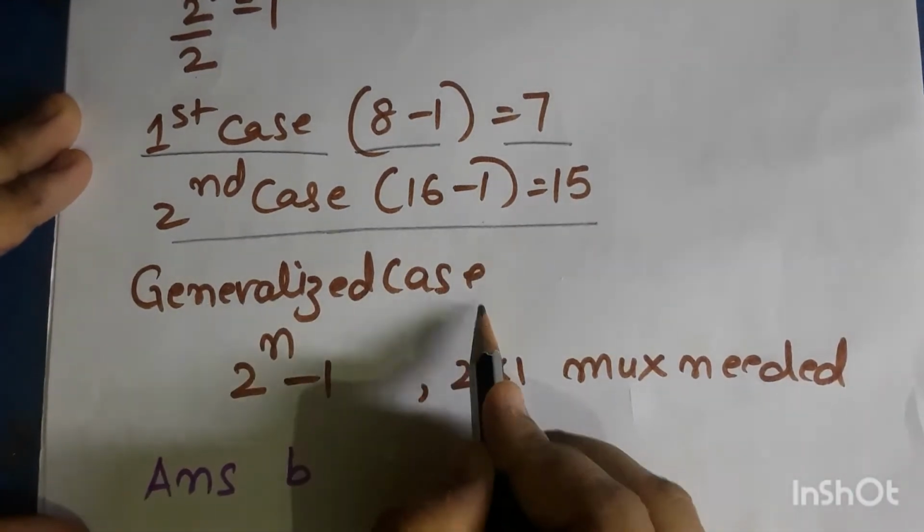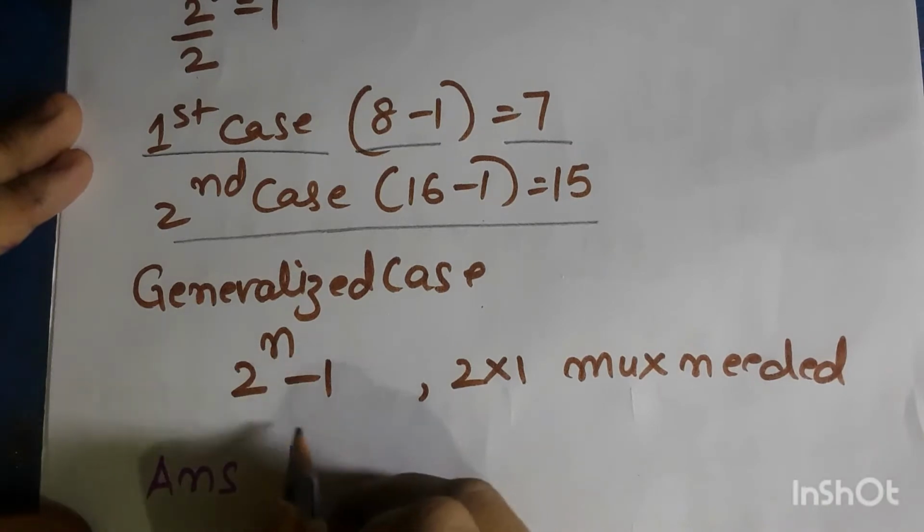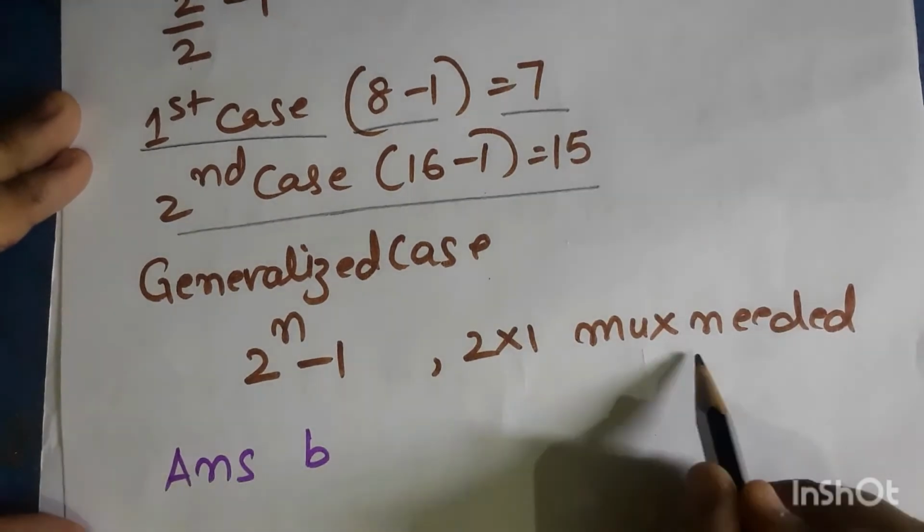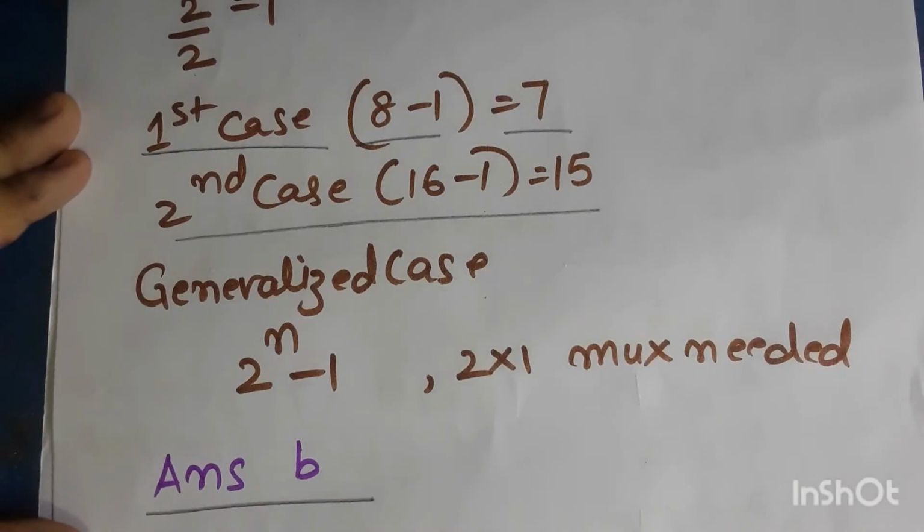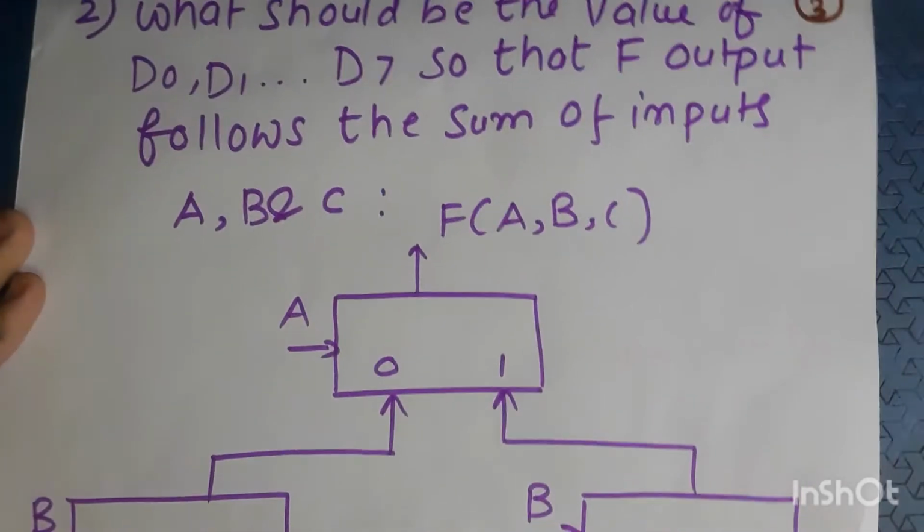So what is the generalized case? 2 raised to n minus 1 2 cross 1 mux is needed. So the answer is option B. Question number 2.